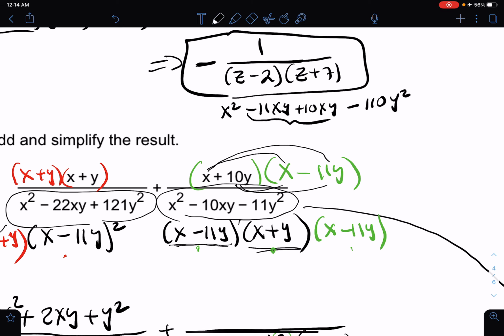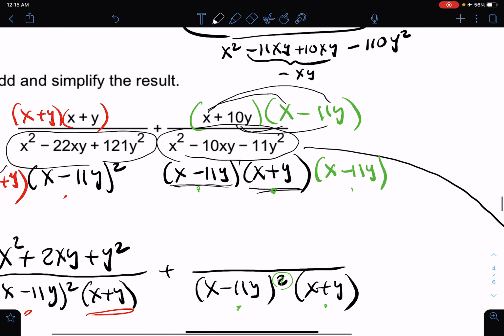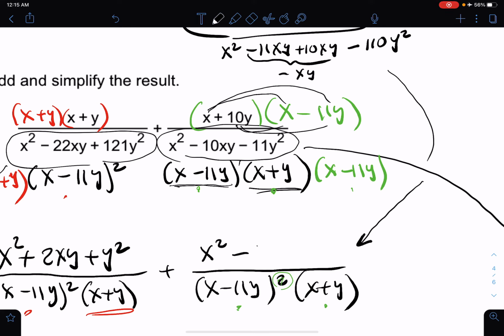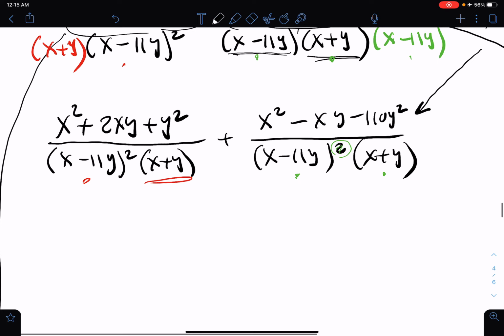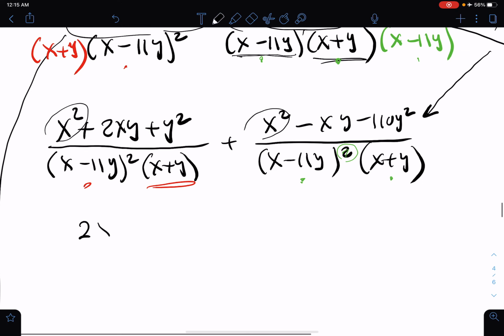Okay, now the middle term is just a negative xy. So this simplifies down to, I'm going to put this result right here, and it belongs in this numerator right here. So this is going to be x squared minus xy minus 110y squared. Okay, now we have a common denominator, so we're going to add them up. Let's go for it. When we add this up, x squared plus x squared gives me 2x squared.